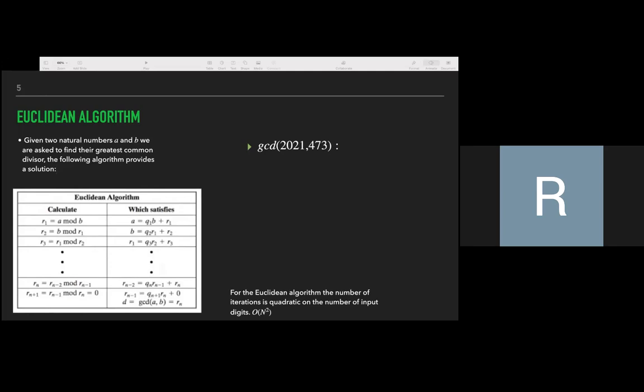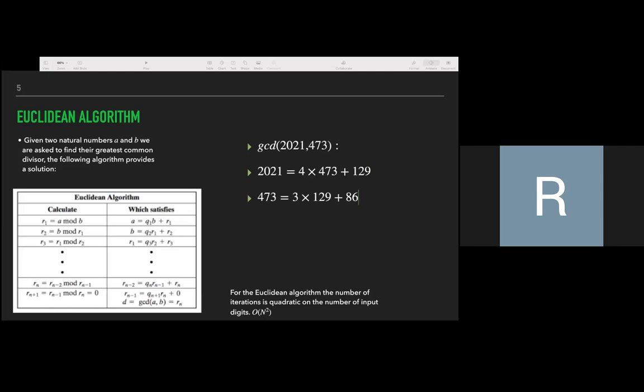So given two numbers A and B, we basically try to take the modulo of A with respect to B, and we get the remainder. Basically, we try to see how many times B fits into A. We get some remainder R1, and then we do this algorithm again. We recurse with B and R1. So you can see on the right an example, GCD of 2021 and 473.